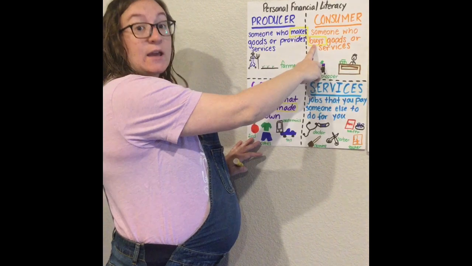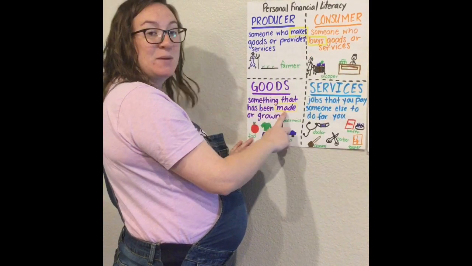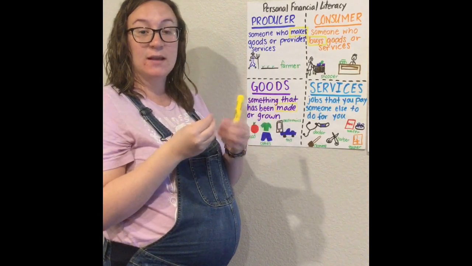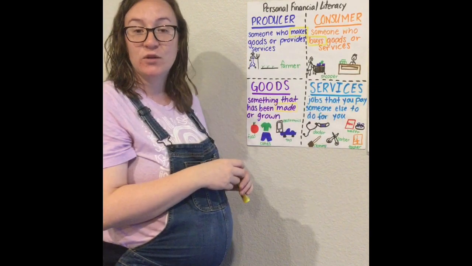So just to remember, a producer makes it, the consumer buys it. The two things that a consumer can buy is a good or a service. A good is something that has been made or grown, again, something that's physically been made. Or it's a service, a job that you pay someone else to do for you.